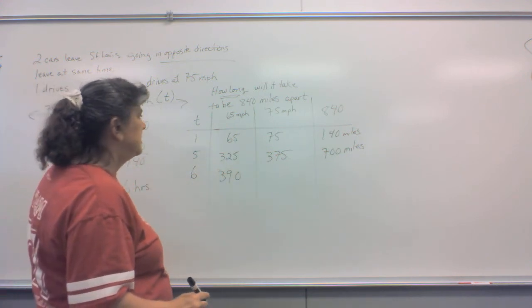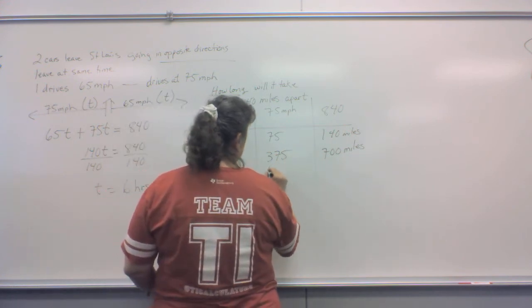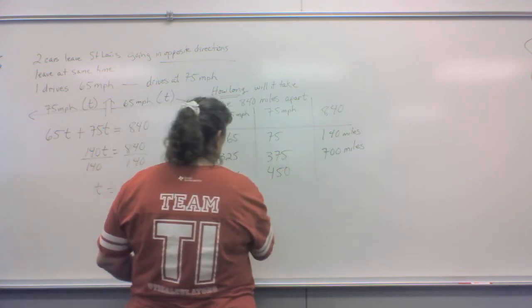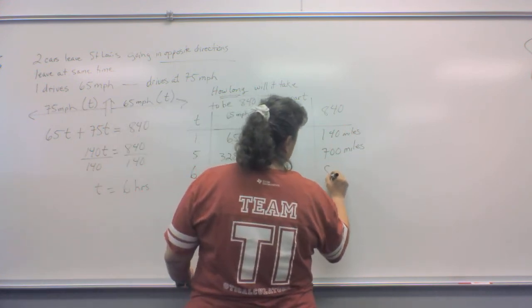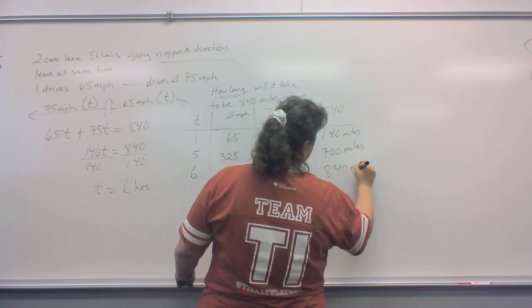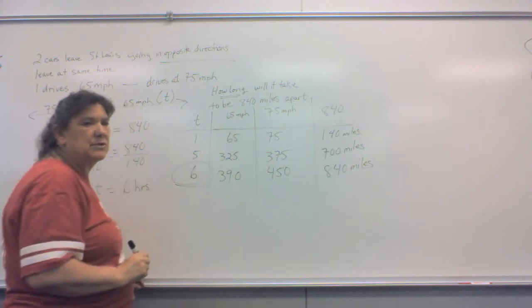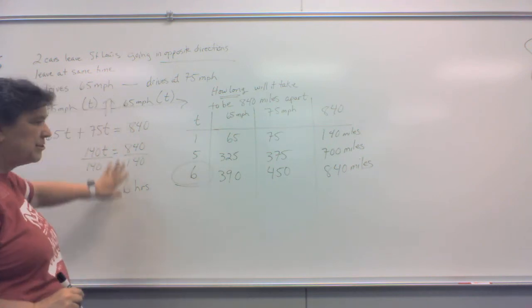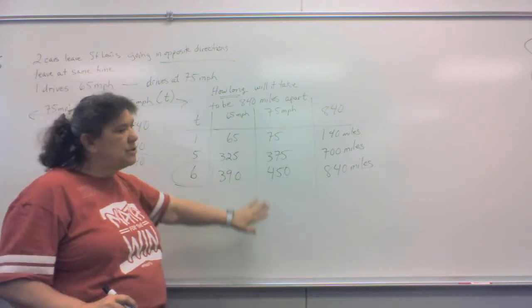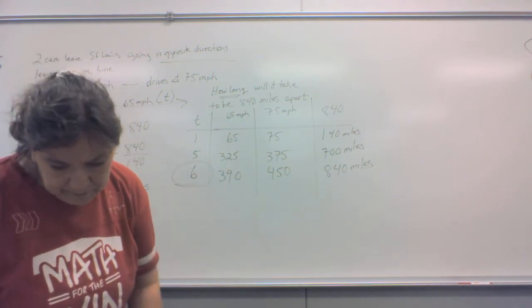And 6 times 75 would be 450. Add these two together, and I get 840 miles. So by trial and error, we came up with 6 hours. So we can do it either algebraically, or we can do it this way, okay?